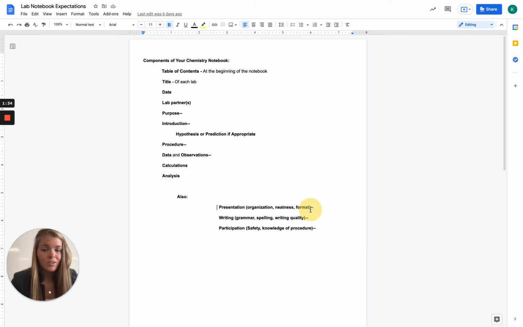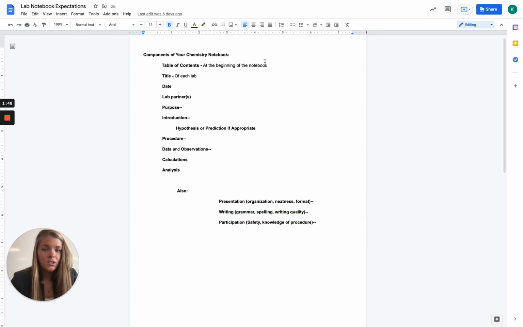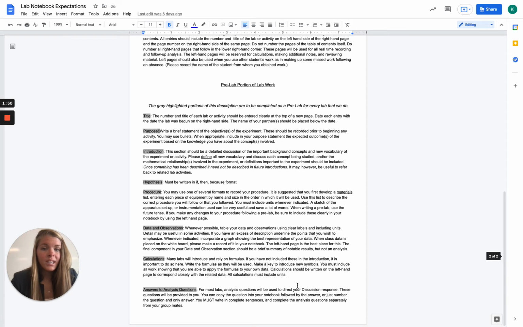You'll be graded on all of this, and in addition, you'll be graded on your presentation. Is your notebook neat? How's your spelling, your grammar? Is it legible? And participation: were you being safe in lab? Were you helping out, or was your group doing all the work? Okay. So this is pretty broad, and then there's a breakdown of everything that is expected of you at the bottom.